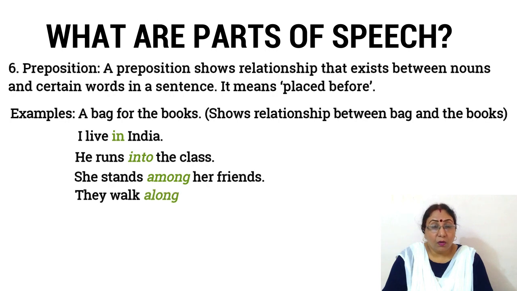They walk along the road. Here the word along is a preposition. So there are a number of prepositions in English, and these prepositions show the relationship of the noun in a sentence with other words in the sentence. It can be a noun or it can be some other word.